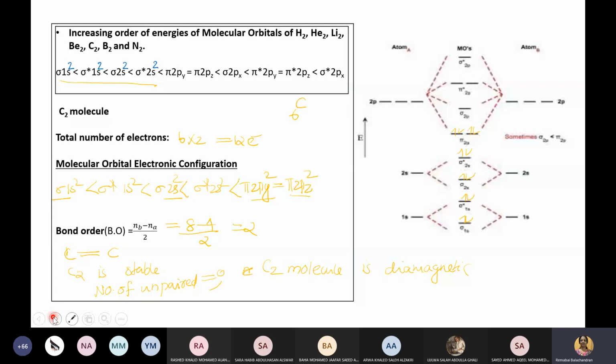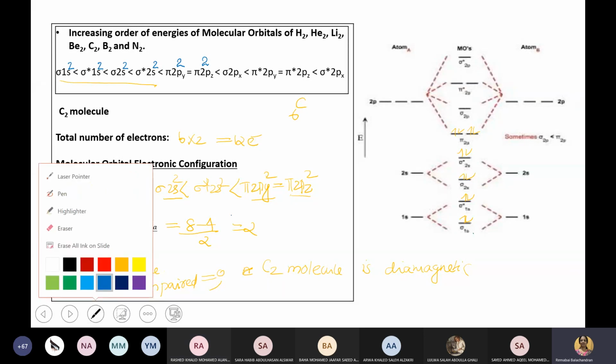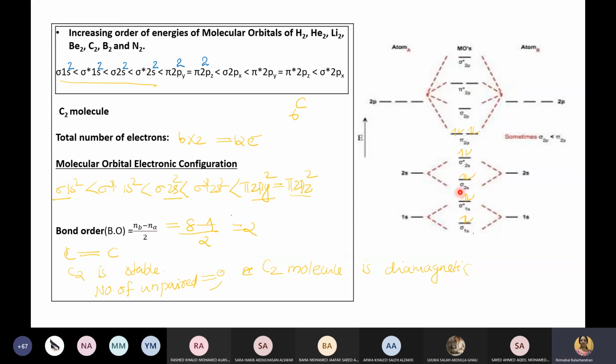Now next, C2. When it comes to C2, atomic number of carbon is 6, total number of electrons 12. So how do you do it? Tell me. 2, 4, 6, 8, 10, 12. So here we have 2 in this case also. Let me take the laser. So here we have 2 electrons, here 2, here 2, here 2. All paired, right? So it is diamagnetic.